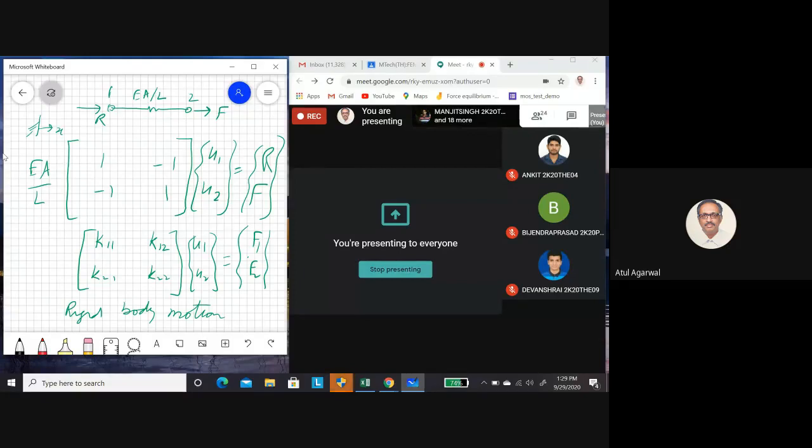Only then your body is having a rigid body uniform motion. This is a uniform rigid body motion. You know, if there is a state of uniform motion, net force is 0. Okay. So we gave it a uniform rigid body motion.